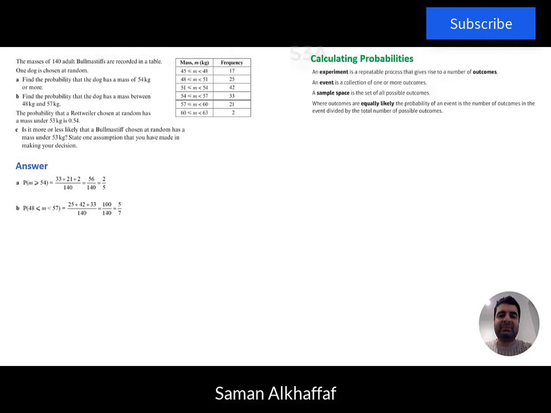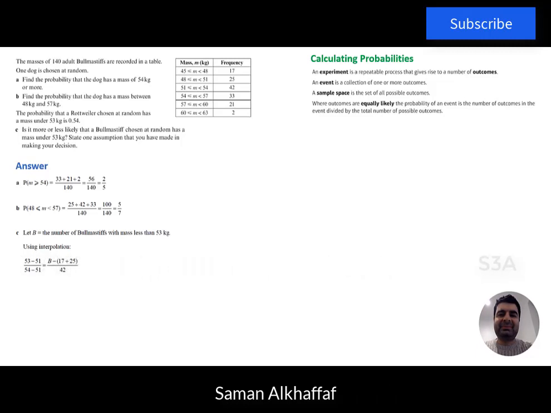For part C, is it more or less likely that a bull mastiff chosen at random has a mass under 53 kilogram? State one assumption you have made in making your decision. So in this scenario, we would look at letting B the number of bull mastiffs with a mass less than 53 kilograms. So this is the assumption that we will need to make. So for us, we will use interpolation. So we're taking the ranges of 54 because we're looking at 53, and also we're looking at the range of 54, taken away from the range of 51, which is the average range that we're looking at for both.